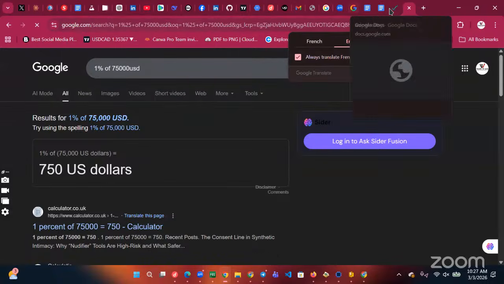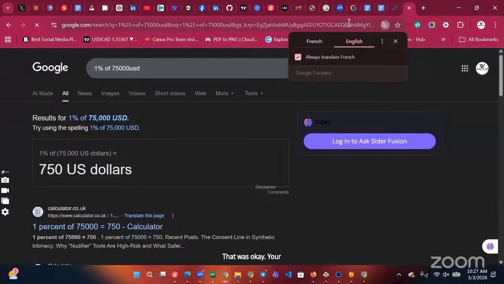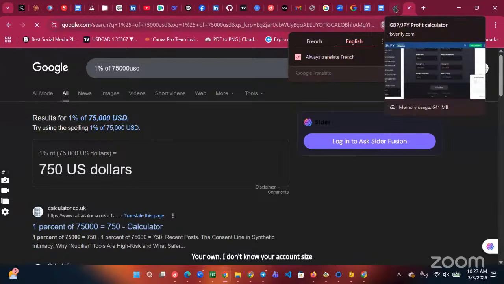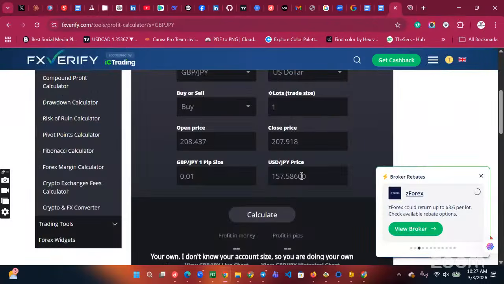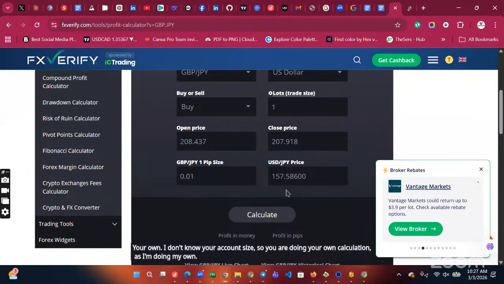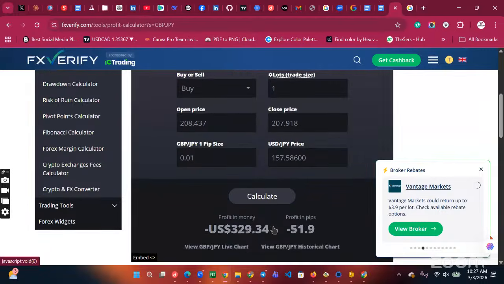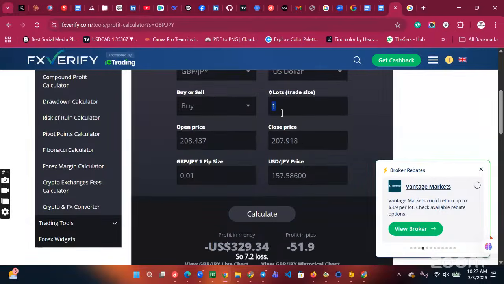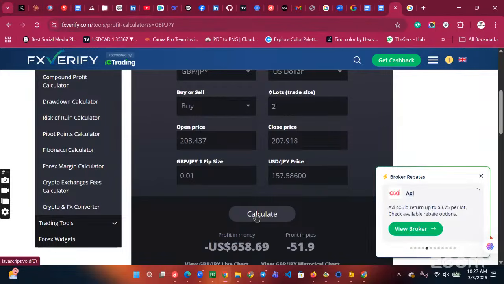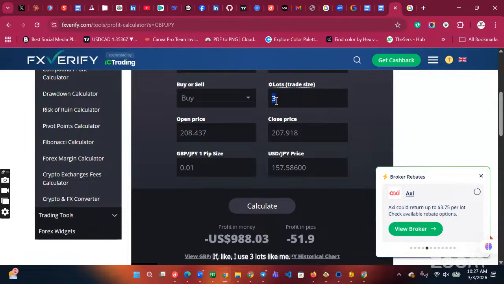That's not very bad. I don't know your account size, so you are doing your own calculation as I'm doing my own. So $750. If you like, go and use 3 lots like me. You're on your own.